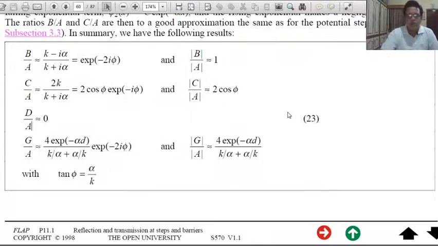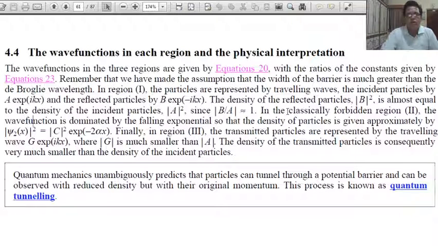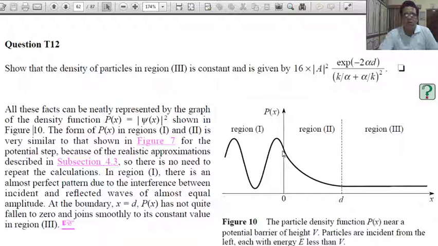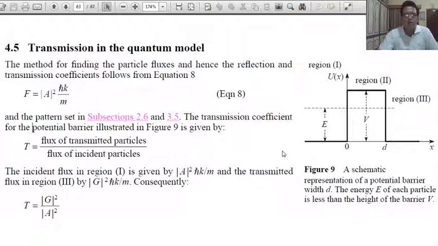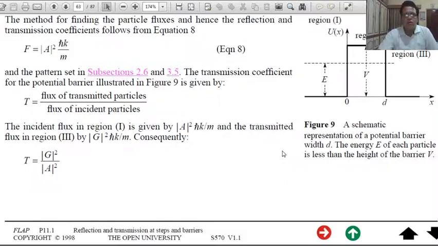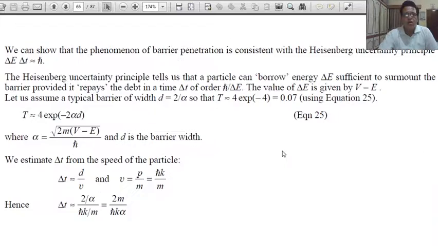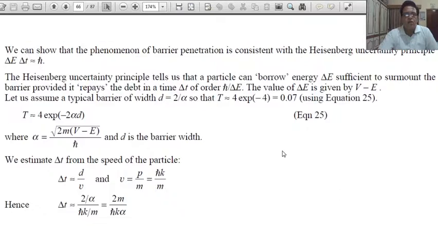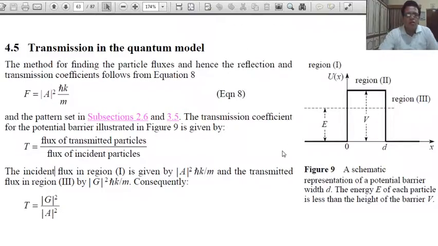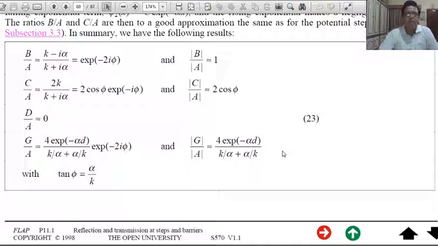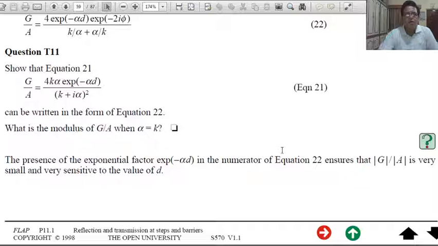This is the form of the question: the wave functions in each region and the physical interactions. A similar question is going on here, the quantum model. The expressions are given in short. The expressions are not solved here exactly mathematically. Okay, no problem. Come to the point here.